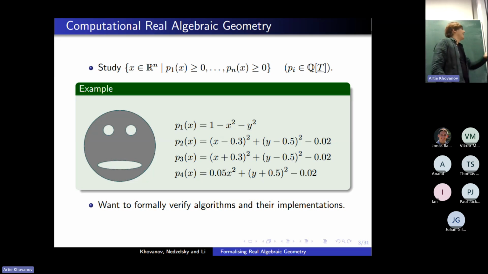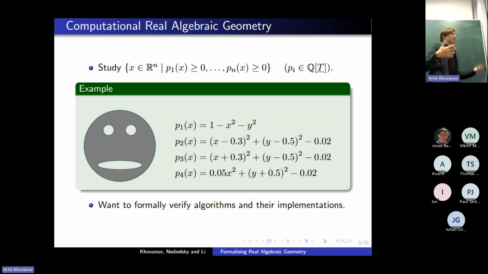So, for instance, this face over here is a subset of the plane cut out by a bunch of polynomial inequalities. And so given some polynomials, we can ask questions about the set where these polynomials are non-negative, right? So we can ask, for example, is our set non-empty? What is the dimension of our set? Or maybe you could try and compute the homology of the set. So obviously these questions have vastly different difficulties, but it turns out that there are algorithms that can decide a lot of these questions.